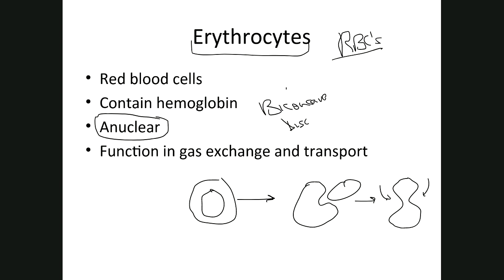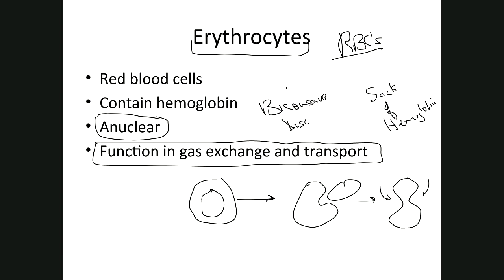In other words, there's no nucleus, no organelles. It's really just a little sac, a little bag. And it's full of something called hemoglobin. And hemoglobin is what we use to transport gases. And so that's what their job is, to transport gases.